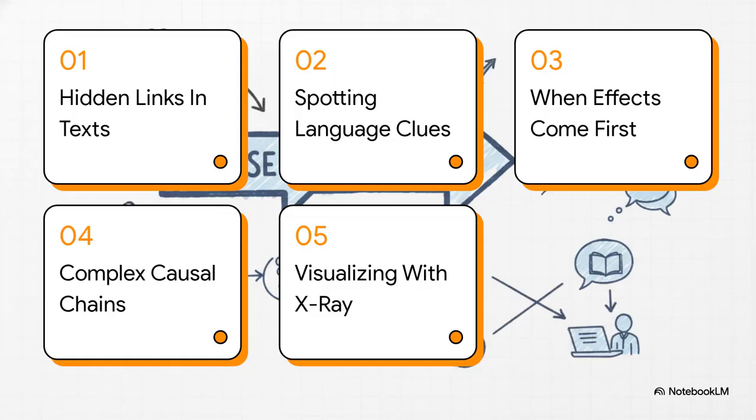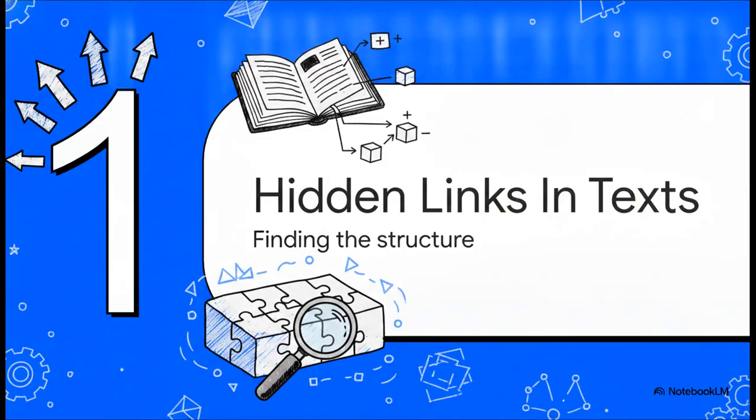So here is our roadmap for today. Number 1, the hidden links in texts. 2, spotting the language clues. 3, when effects come first. 4, tracking complex causal chains. And 5, visualizing with X-ray vision. Let's get into it. Okay, Section 1, the hidden links in texts.